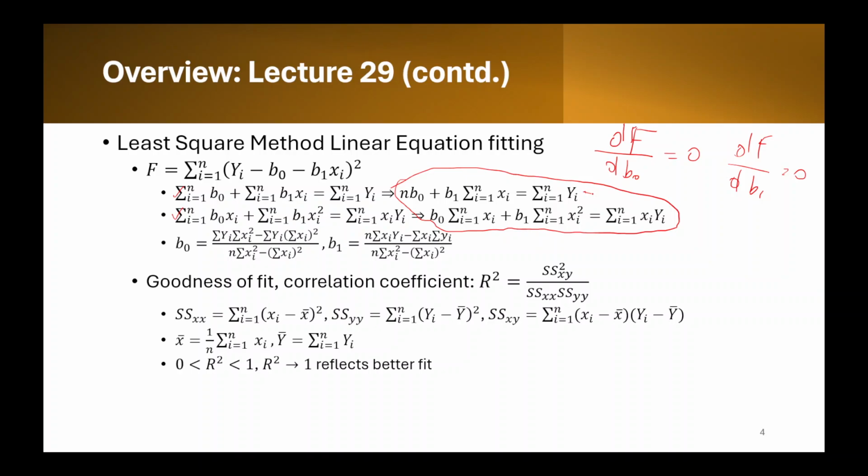Equation 1 and 2. So these two equations are, if you can see, if we have a number of points, suppose this is yi, this is xi.